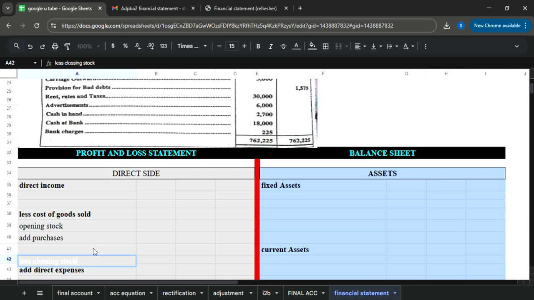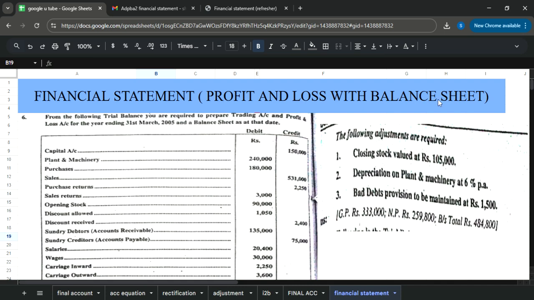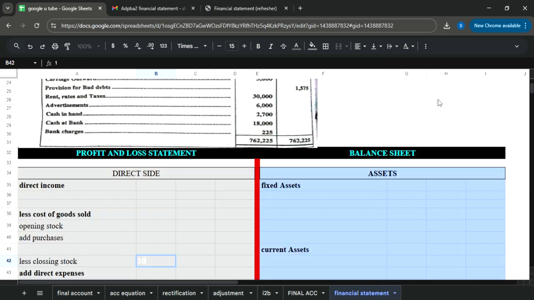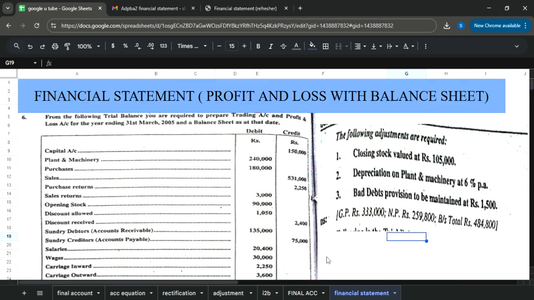We will wait for the returns. So closing stock is over here. How much amount? That is 105,000, so write down 105,000 over here. First effect is completed. In the similar way, you will write closing stock on your asset side as the second effect, 105,000. So the first adjustment is completed, both effects we have finished.